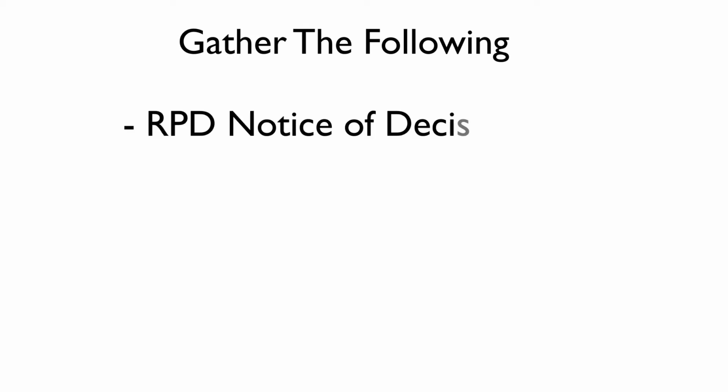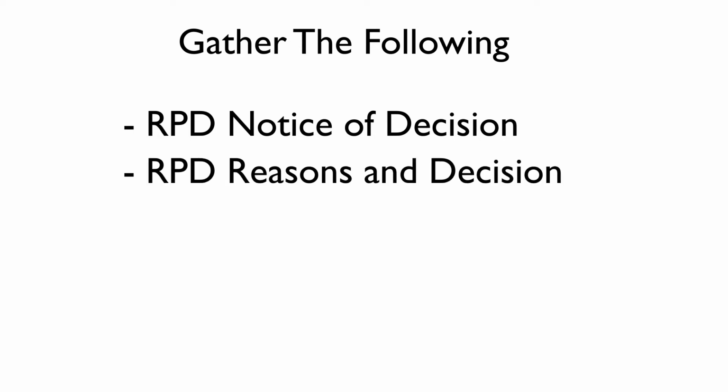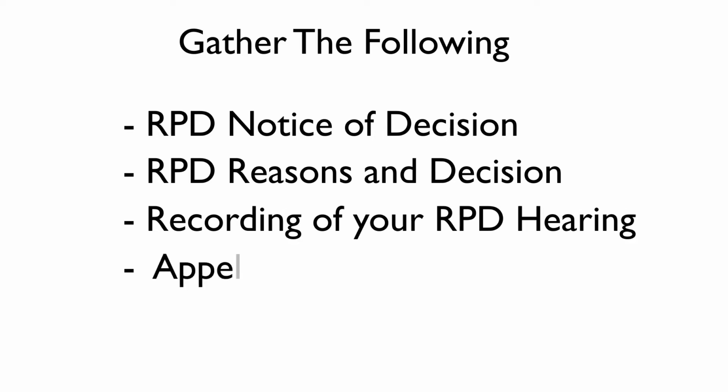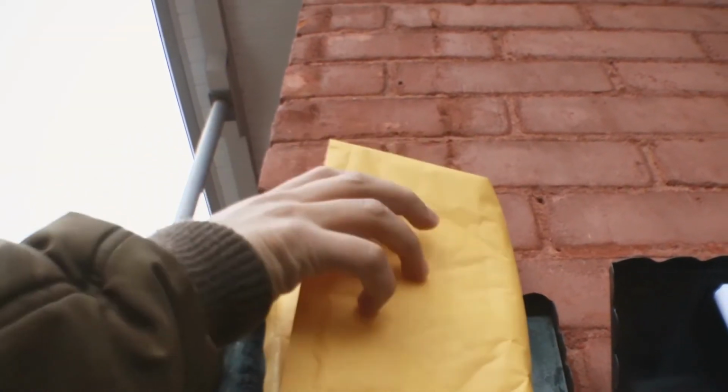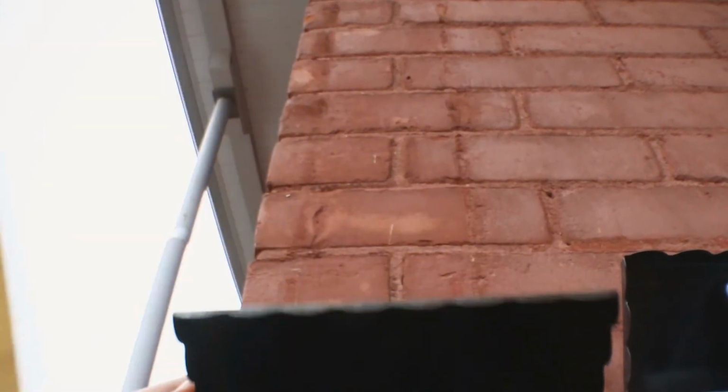Gathering documents. In order to perfect your appeal, you'll need to refer to a number of documents. To do this, you should gather the RPD Notice of Decision, the RPD Reasons and Decision, the recording of your RPD hearing, and the appellant's kit to assist you with further details on this process. These documents will have been mailed to you by the RPD.